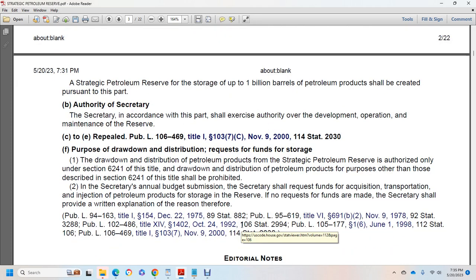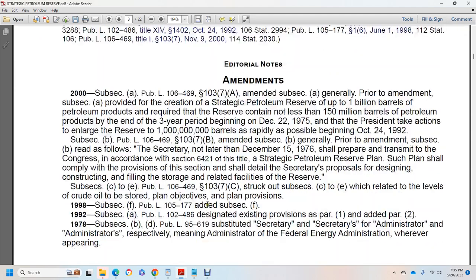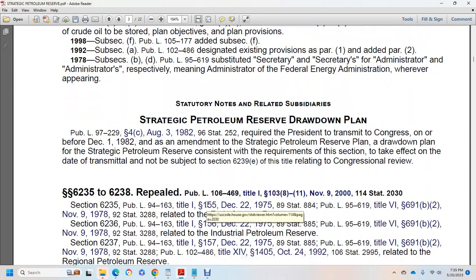Alright, purpose is drawdown and distribution; requires funds for storage. Drawdown and distribution of petroleum products from the Strategic Petroleum Reserve is authorized by Title II, under section 6241 of this title. Drawdown and distribution of petroleum products for purposes other than those described in section 6241 of this title should be prohibited. In the Secretary's annual budget submission, the Secretary shall request funds for acquisition, transportation, injection of petroleum products, and storage to remain in the reserve. If no request for funds is made, the Secretary shall provide a written explanation for the reason thereof. Then editorial amendments, Strategic Petroleum Reserve statutory notes.